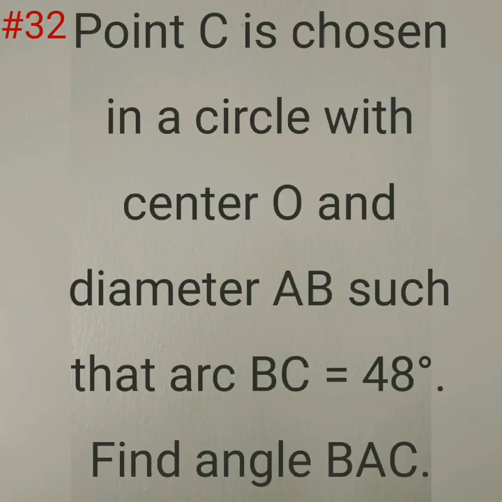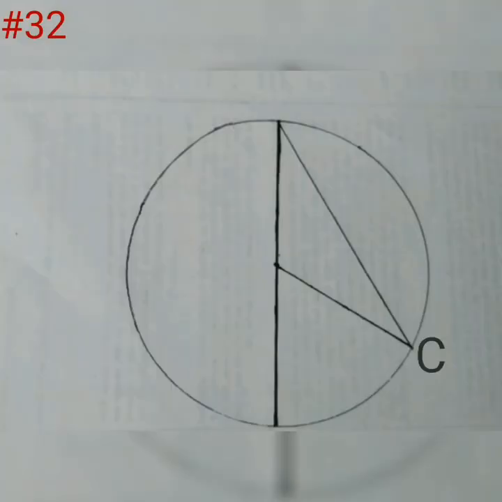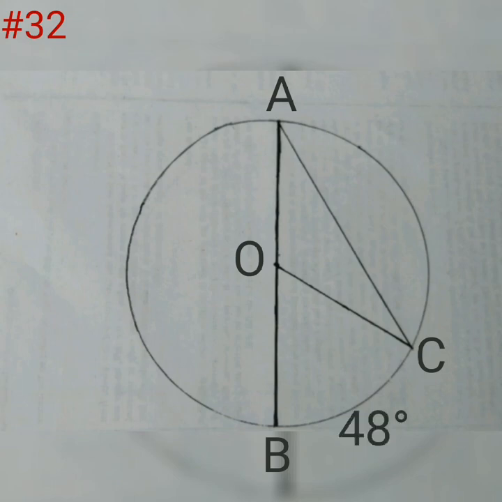Point C is chosen in a circle with center O and diameter AB such that arc BC is equal to 48 degrees. Find angle BAC. Angle BOC is a central angle which is equal to its intercepted arc, which is arc BC.